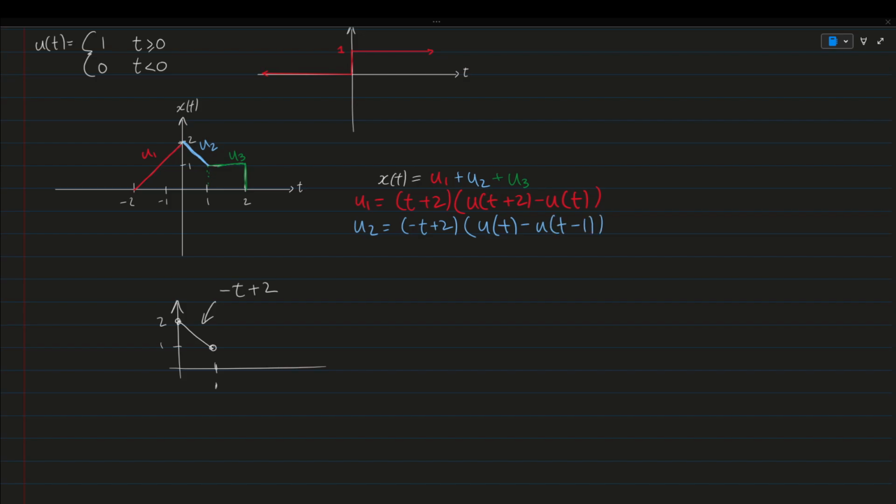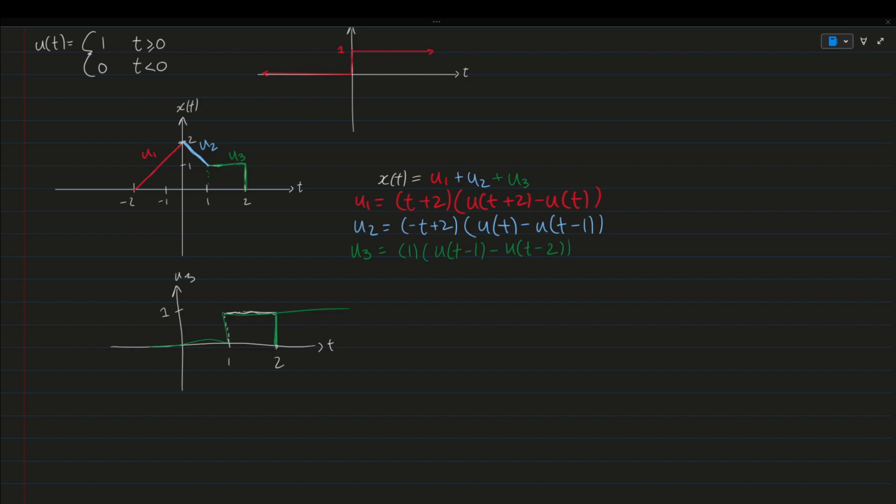And now for the last function, it's kind of just a square. u3 of t, we know it goes from 2 to 1, and it exists at 1, just like this, 1. Now this is just going to be a unit function that starts here and ends here, times 1. So u3 is 1 times the bounds again, u of t minus 1 minus u of t minus 2.